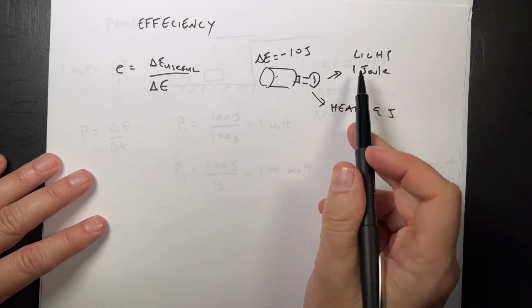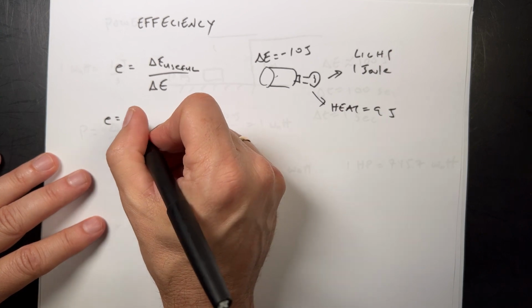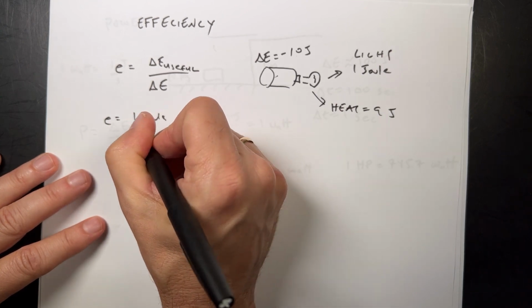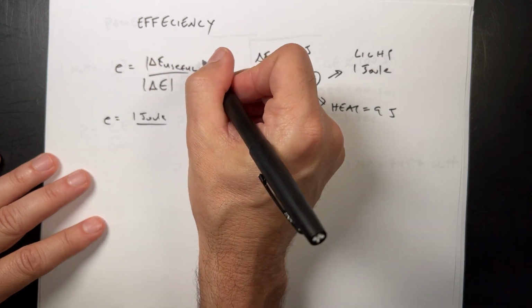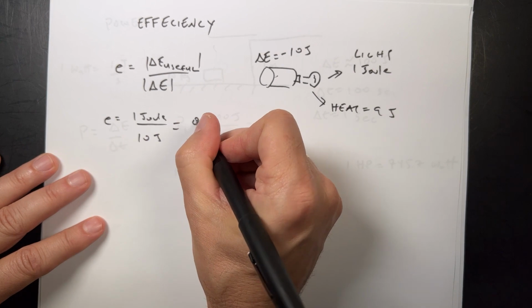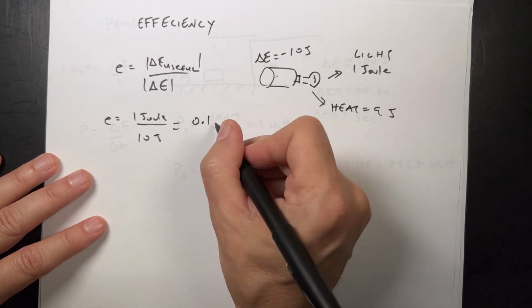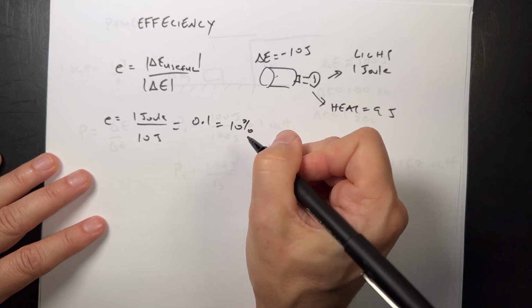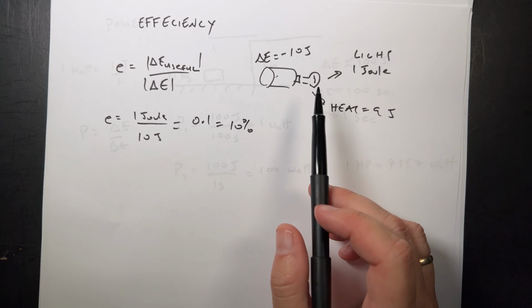So now I can calculate the efficiency of this setup. The efficiency is going to be the change in useful energy, 1 joule, divided by the total change. I'm going to use the magnitude of both of these because I don't really care. And that's going to be 10 joules. So this is going to be 0.1 efficiency, which is equal to 10%. So this would be a 10% efficient light bulb. It's probably even less than that.